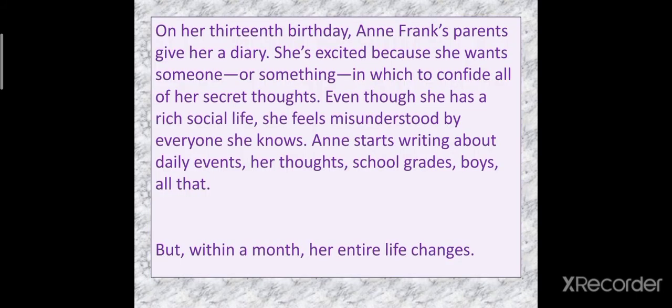And coming to the lesson, on her 13th birthday, Anne Frank's parents gave her a diary. She was so excited because till that time she felt that she did not have a true or real friend with whom she could share all her secrets, thoughts, and everything. So when she received a diary, she felt that she could write anything and everything about her life, which includes her daily events, thoughts, school grades, boys, etc. And she named it Kitty. But within a month, her entire life had changed because they went into hiding.